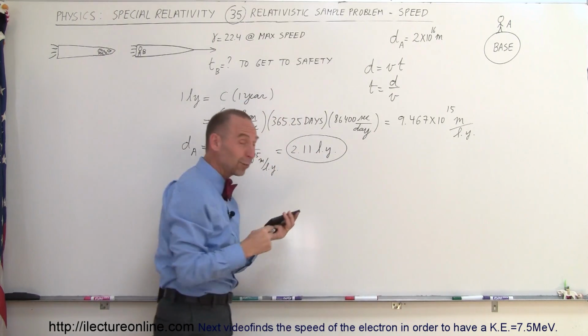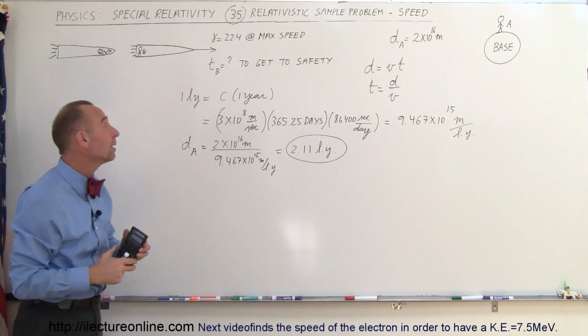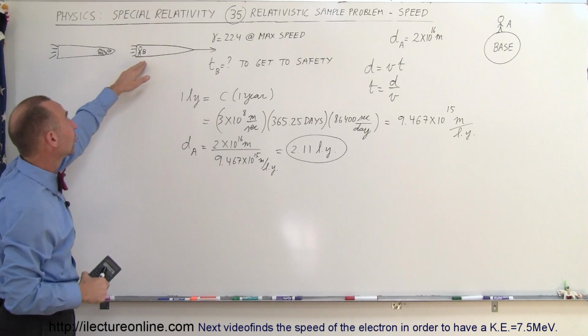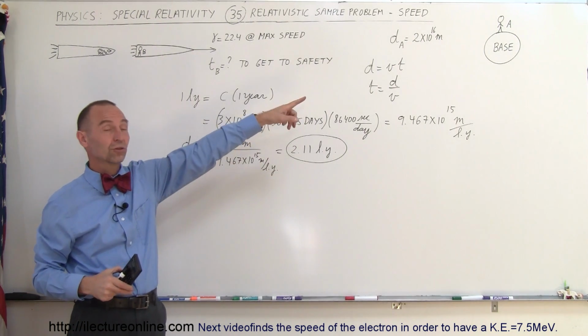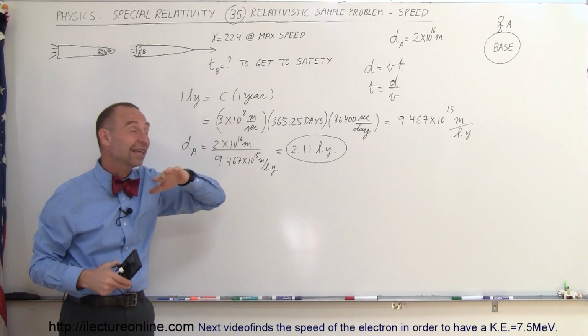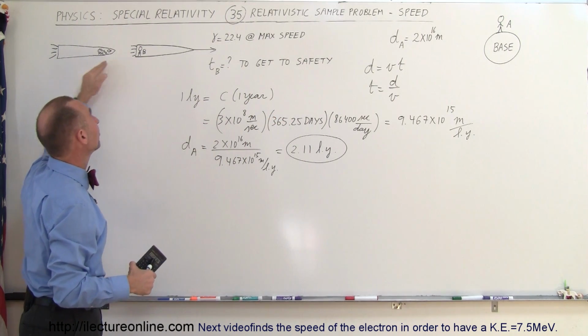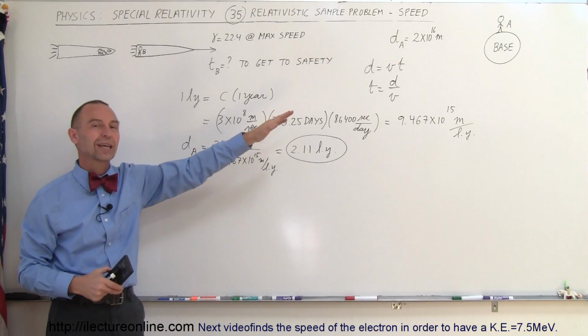So you have 2.11 light years to travel to get to base. You're being pursued by the evil empire. And of course, at the speed of light, it would take you 2.11 years, according to the person on the base, to get there. So they think you're in trouble. Can you outrun the evil empire for more than 2 years before you get to base?